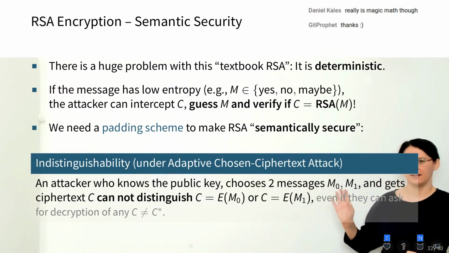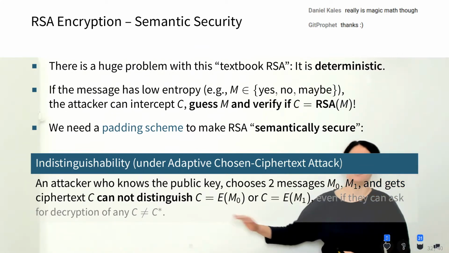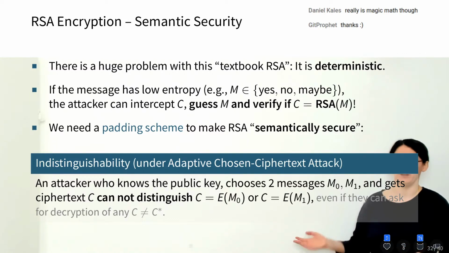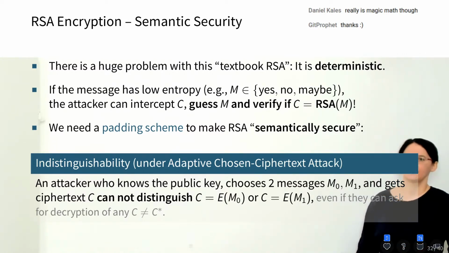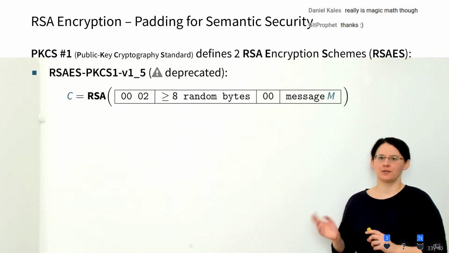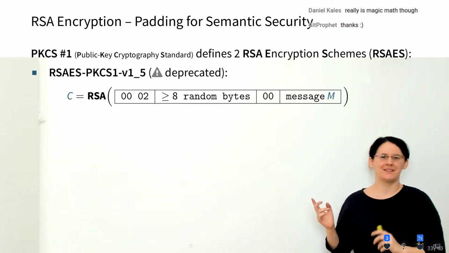Okay, so this is the notion we want to achieve, and we need some sort of randomization. Because if we stick to the deterministic textbook RSA, the same message is always going to give the same ciphertext, and the attacker can simply compare. So we need some padding scheme. The good news is there are several, and one of them is simple. The bad news is the simple scheme is broken.